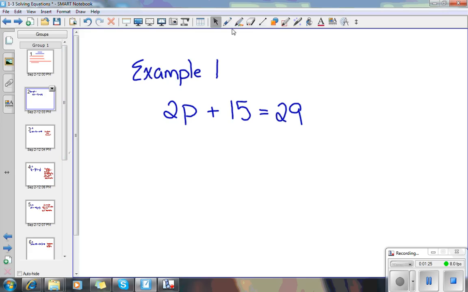The first example, we have 2p plus 15 equals 29. So remember those 3 steps. We need to get the variable by itself. So I need to get the p by itself. Also keep in mind we need to do the order of operations backwards. So we have 2 different things here. We have multiplication and we have addition. So normally you would multiply first, but we're going backwards. We are undoing the process, so we're going to have to subtract 15 from each side first.